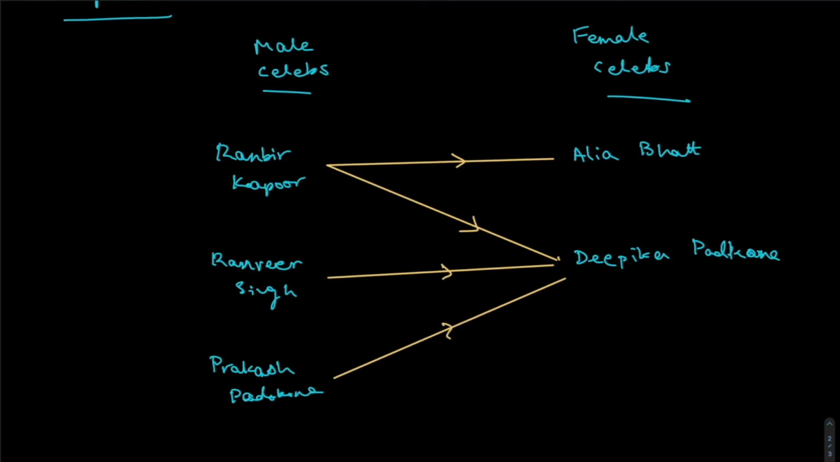So now we have two sets, right? Male celebs, female celebs. Here, I was able to draw a relation from every single element of the male celebs to just one element, right? So Deepika Padukone is technically related, or has or had a relation with all three of them, right? Where Alia Bhatt just has one, that's okay, right? But Ranbir Kapoor had two, Deepika Padukone has three, right?